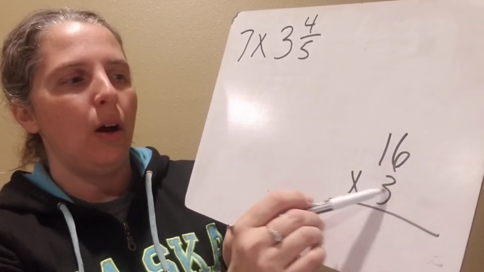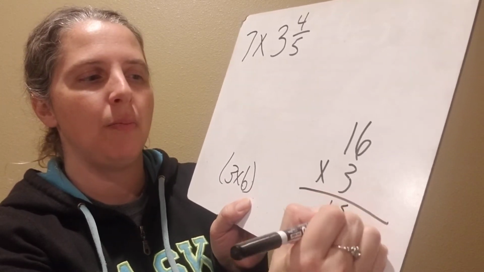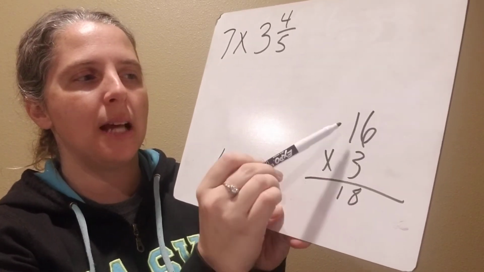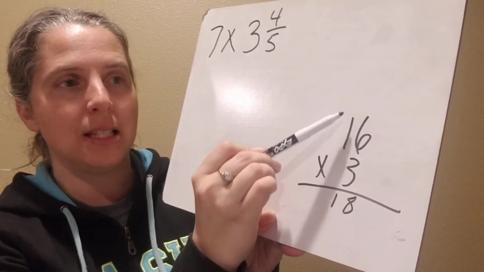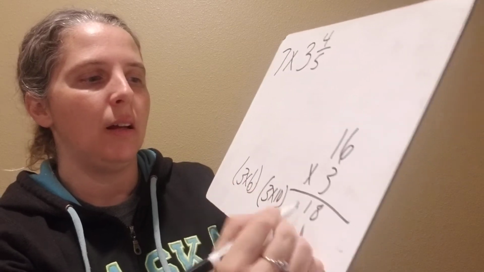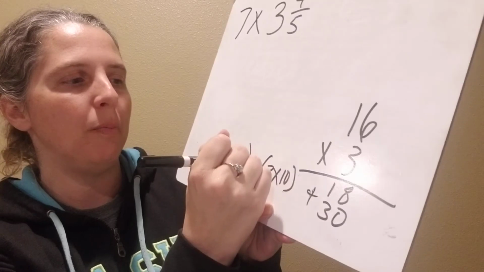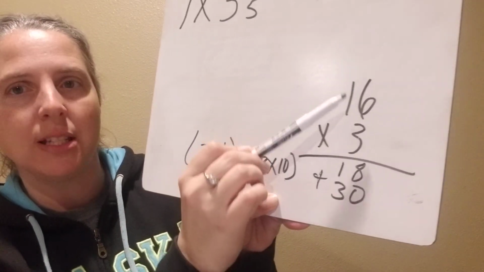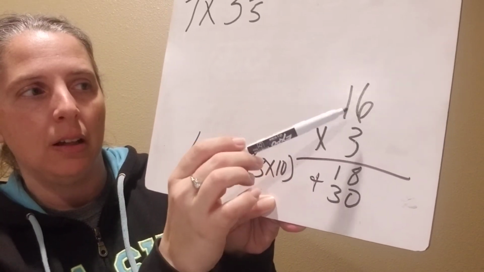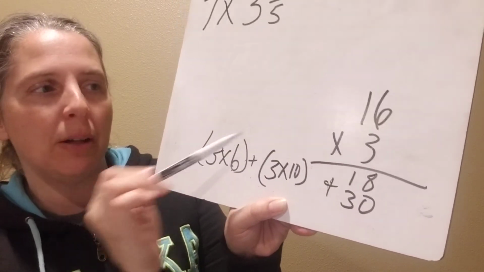I said, oh, I know 3 times 6, and we said that was 18. And then I also know 3 times 10, because this is in the tens place, so 3 times 10 is 30. And then what do we have to do down here? Add them. This is what we did. We distributed it differently. I broke this up to say 16 is 10 and 6, and I multiplied both parts by 3. All right, that's all we're going to do when we multiply the mixed numbers.